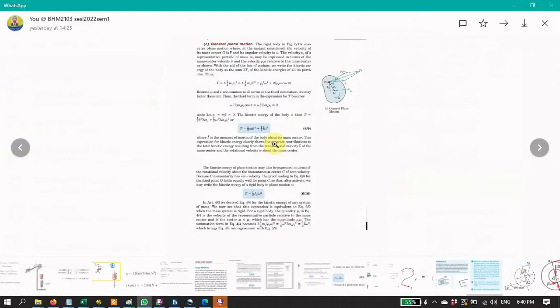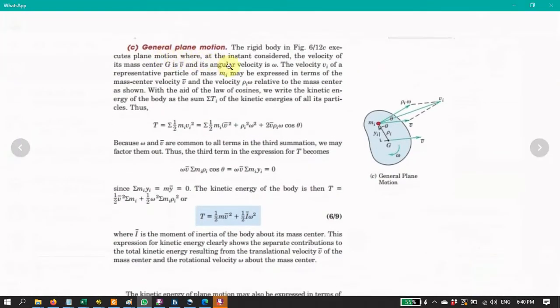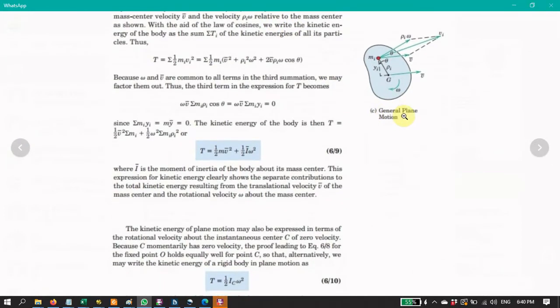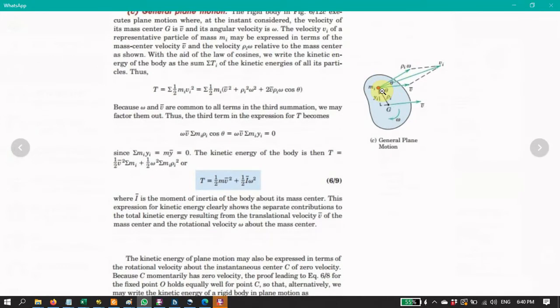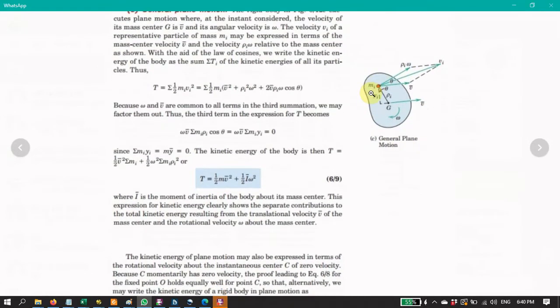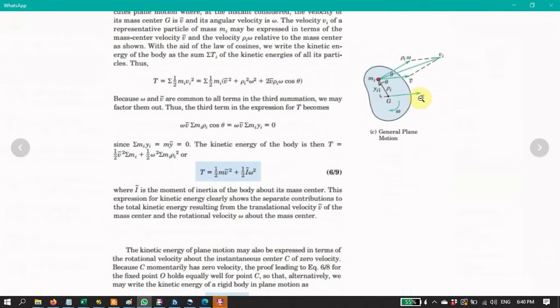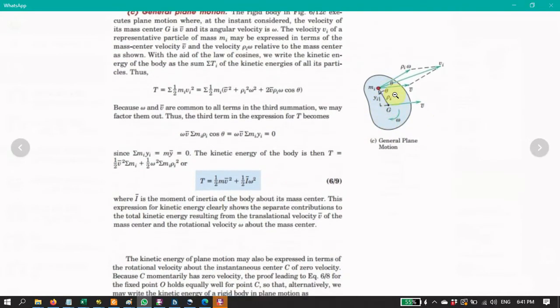Right. Then we look at the general plane motion. The figure of the concept of motion is shown on your right hand side. We have a rigid body that is translating, and at the same time there is a rotation, just like a wheel, right? And so there is a concept here that we should understand.